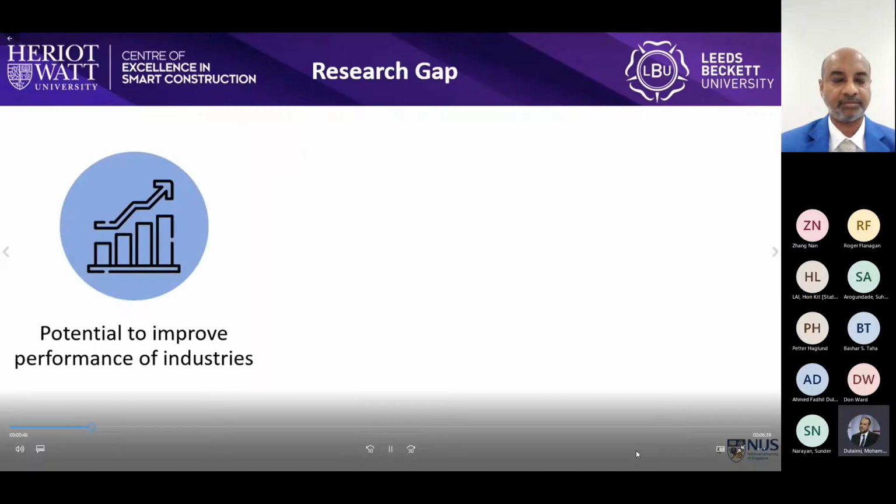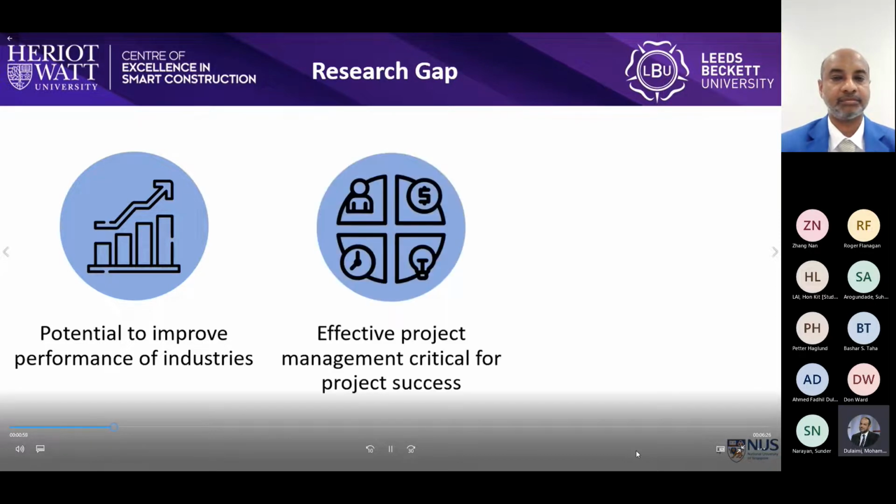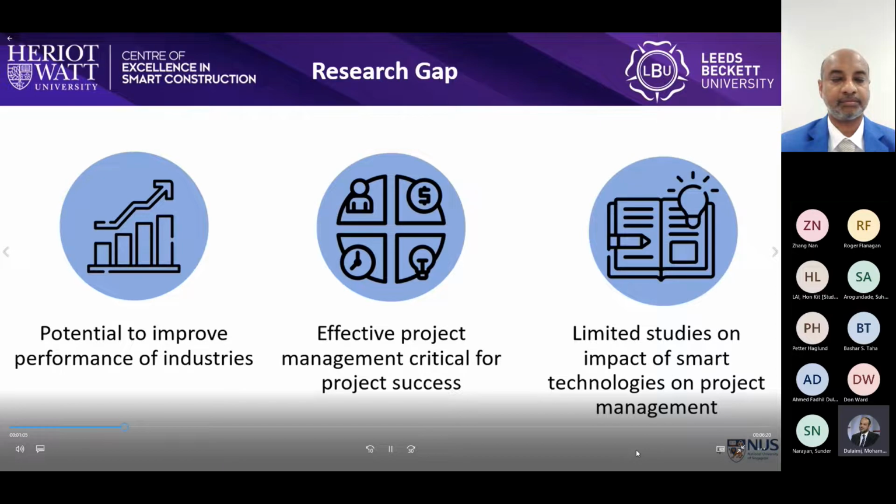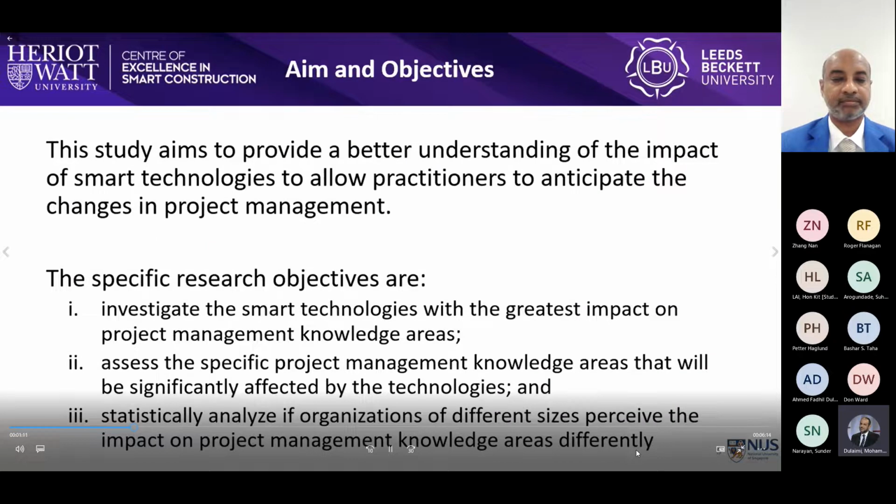And while technologies have shown the potential to improve the performance of industries, the nature of the construction industry leads to a general resistance towards the adoption of new technologies, resulting in low technology adoption rates. At the same time, it is generally recognized that effective project management is critical for project success. However, there are limited studies on the impact of smart technologies on project management. Hence, this study aims to provide a better understanding of the smart technologies on project management.